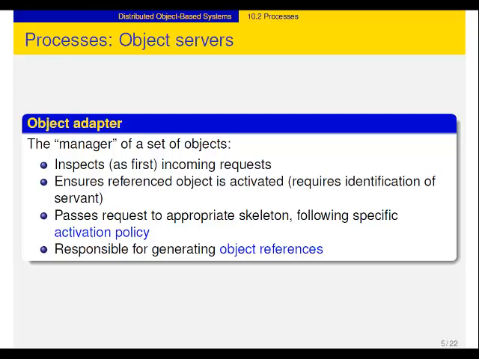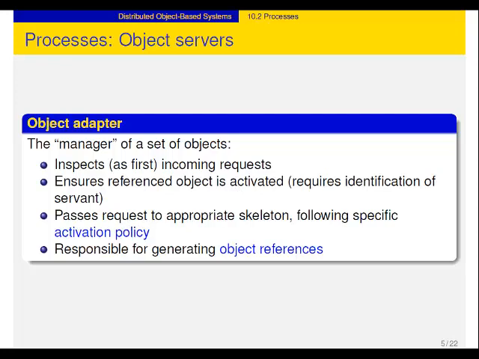And that can mean that, for example, the library that is implementing the functions that are operating on the database needs to be dynamically loaded into main memory. That's what an object server will establish by means of its object adapter. So it ensures that the referenced object is activated, whatever that may mean. Okay? Depends on the implementation of your adapter. It passes the request to the appropriate skeleton following a specific activation policy.